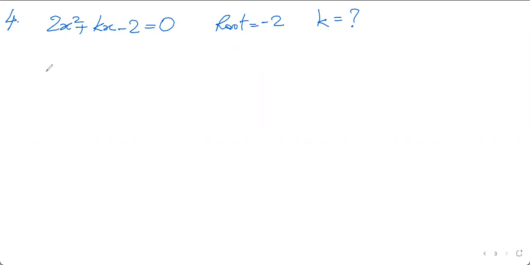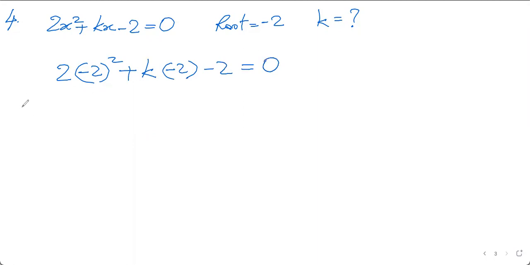Let us see. I will write the first step, then you will complete. So because -2 is a root, we can say 2 times (-2) square plus k, again in place of x, -2, equals 0. Now tell me, what will happen in the second step?